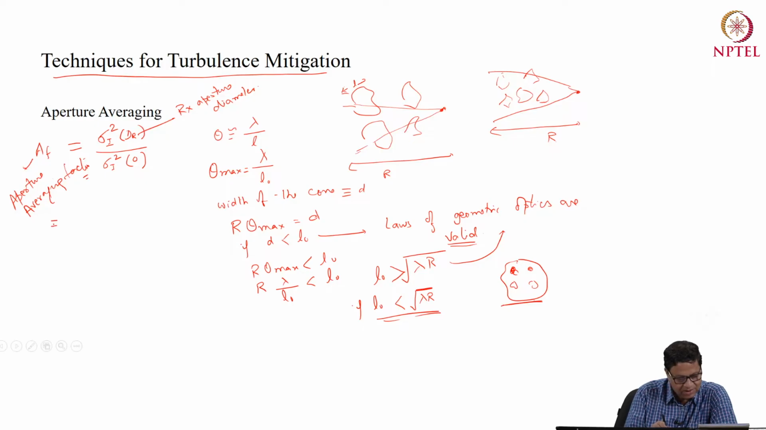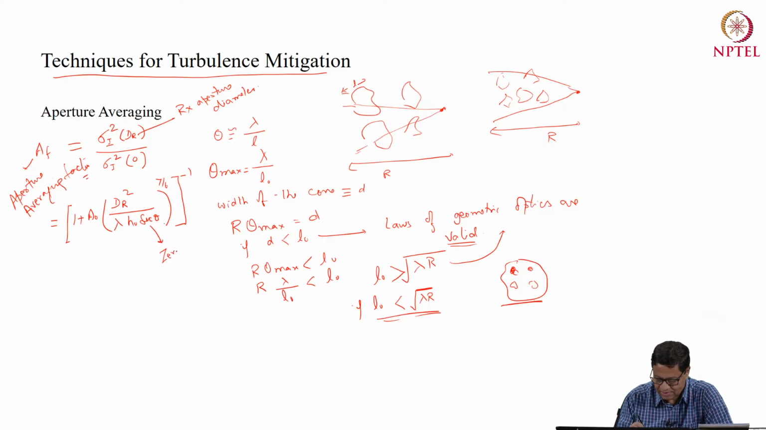It can be shown that this is equivalent to 1 plus A naught, where A naught is some constant, times dr squared, times wavelength, then S0, I'll explain what S0 is, and sec of theta. This is raised to the power 7/6, and the whole thing is to the power minus 1, where theta is the zenith angle and S0 is a height calculated. This is the atmospheric turbulence aperture averaging scale height.